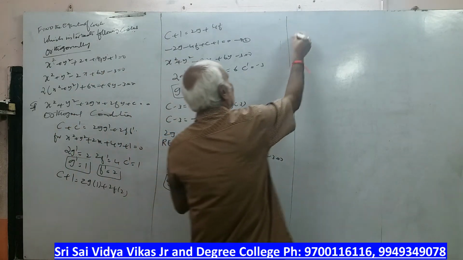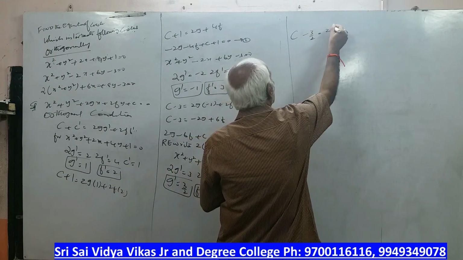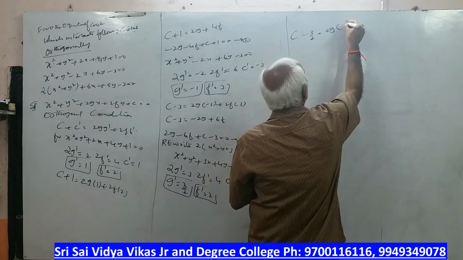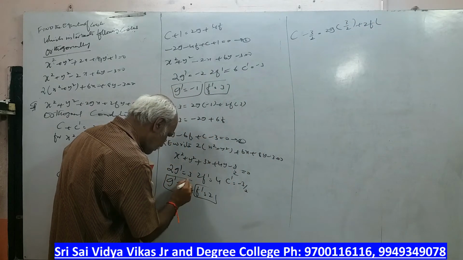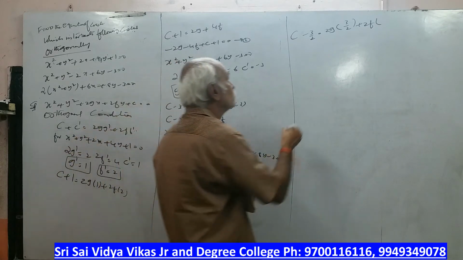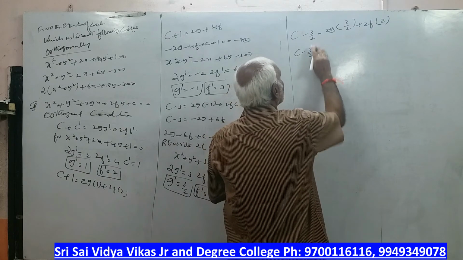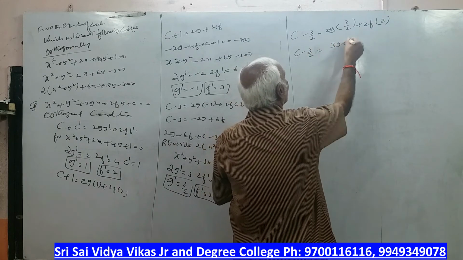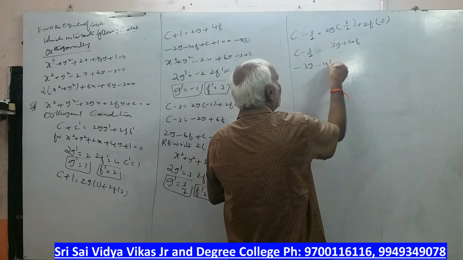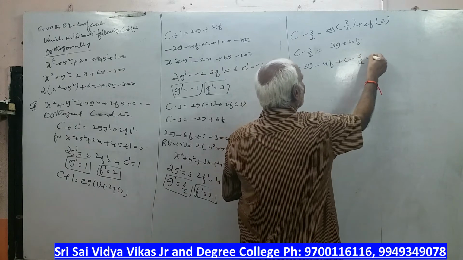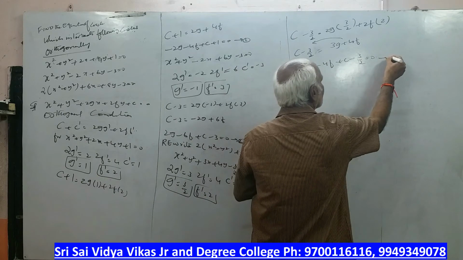Therefore, let us put the orthogonal condition. c plus c dash, c dash is what, sir? c minus 3 by 2 is equal to 2g into g dash, 3 by 2, plus 2f into 2. So this becomes c minus 3 by 2 is equal to 3g plus 4f. Bring the term this side: minus 3g minus 4f plus c minus 3 by 2 is equal to 0. I am bringing the term this side, sir, there is no sign change here. This is the third equation.